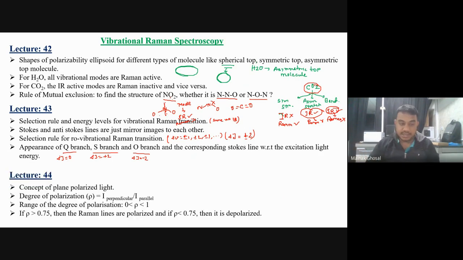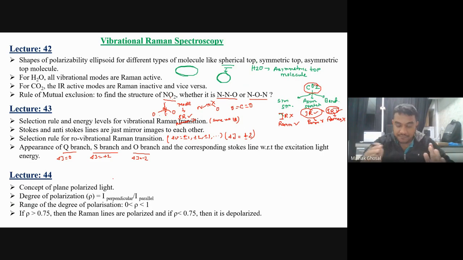In the next lecture, there was some discussion about plane polarized light. What is plane polarized light? Normal light is actually isotropic, so it will be isotropic in any direction. But if I want my light, or the electric field or magnetic field of light, to be positioned in a particular direction, then I need to use a nicol prism. From this prism, you can create light in a particular direction.